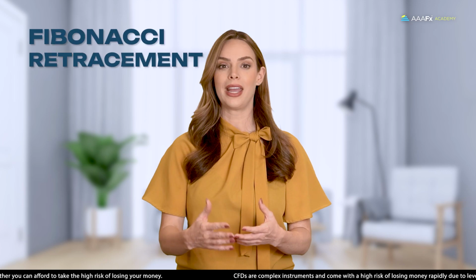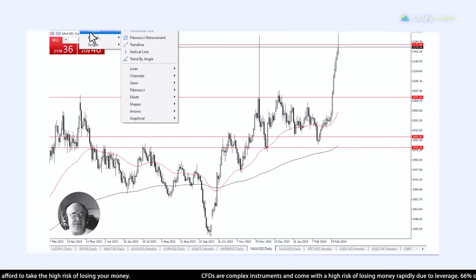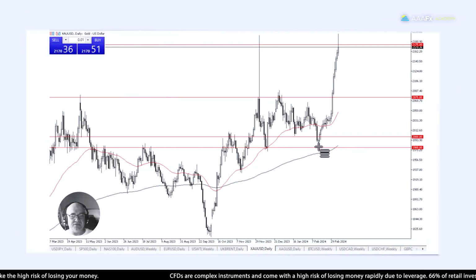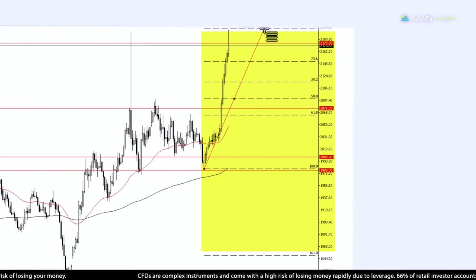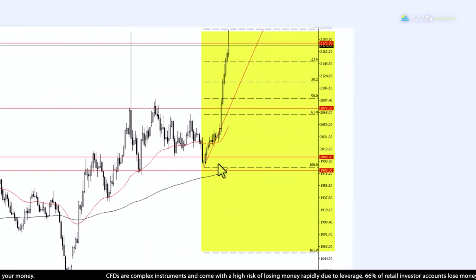Moving on to the fourth way, Fibonacci retracement levels. These are horizontal lines that divide a major price swing into percentages based on the Fibonacci sequence. They act as potential support or resistance, representing possible retracement levels of a trend.